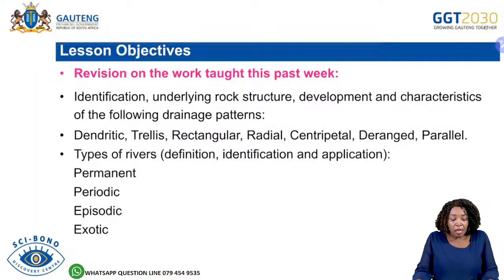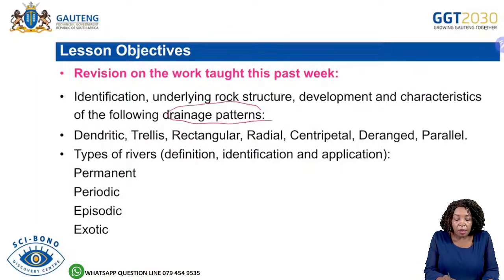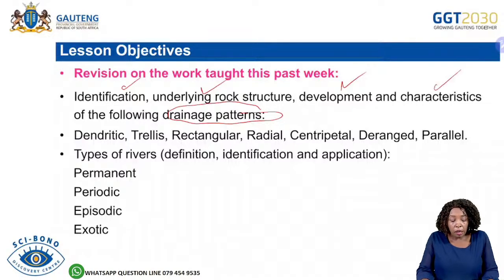We also are going to look at a revision on identification of the underlying rock strata, development and characteristics of the drainage patterns. So we're going to be identifying the drainage patterns. We look at the rock strata that is underlying, and we look at how it develops as well as its characteristics. And then the drainage patterns that we are going to look at are the dendritic drainage pattern, the trellis, the rectangular drainage pattern, radial, centripetal, deranged, and parallel drainage patterns.